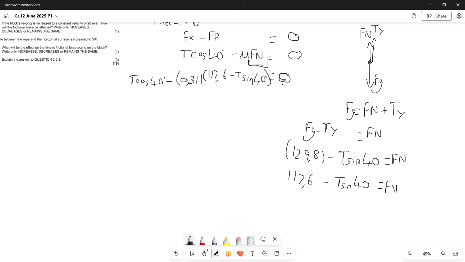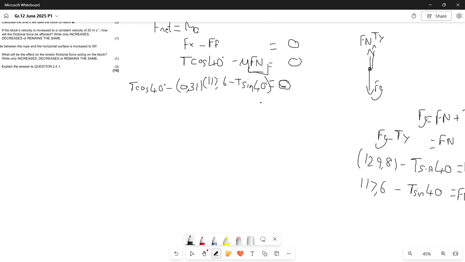And this still equals 0. At this stage, we can just go ahead and solve for everything. Even though this T cos 40 and this T sin 40 might look daunting, cos 40 and sin 40 are just number values, just like special angles in math, which means we can start to solve for everything. So what we're going to do is turn our cos 40 and our sin 40 into number values.